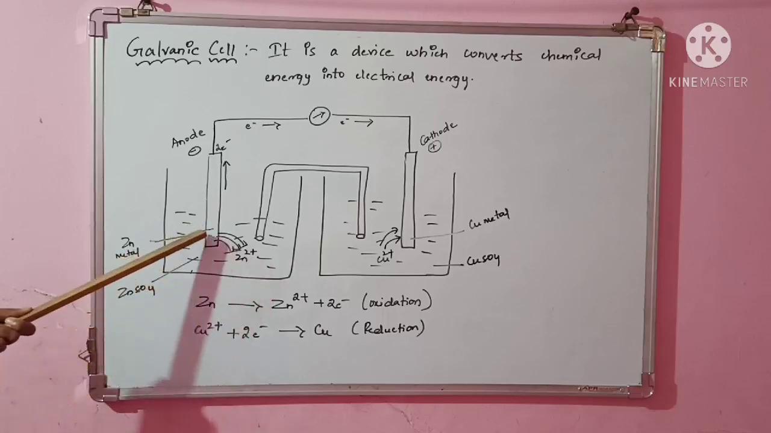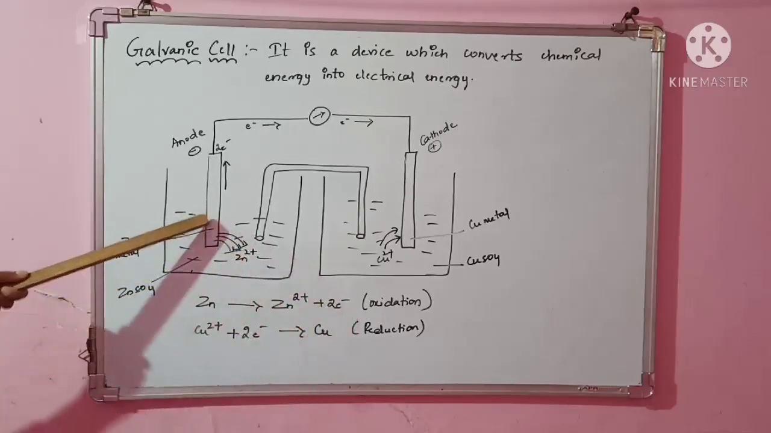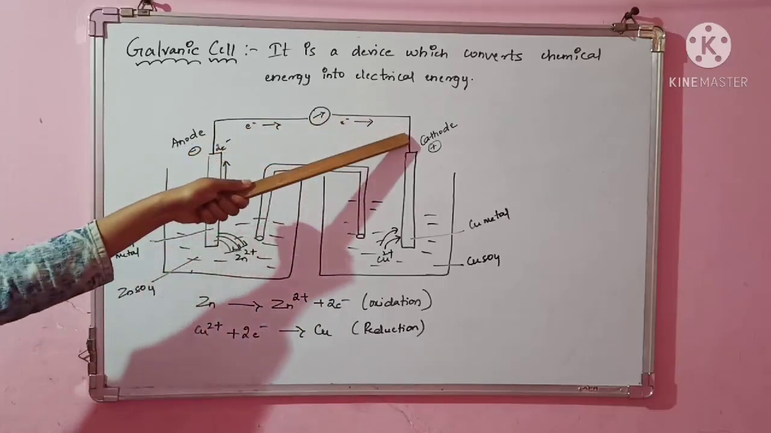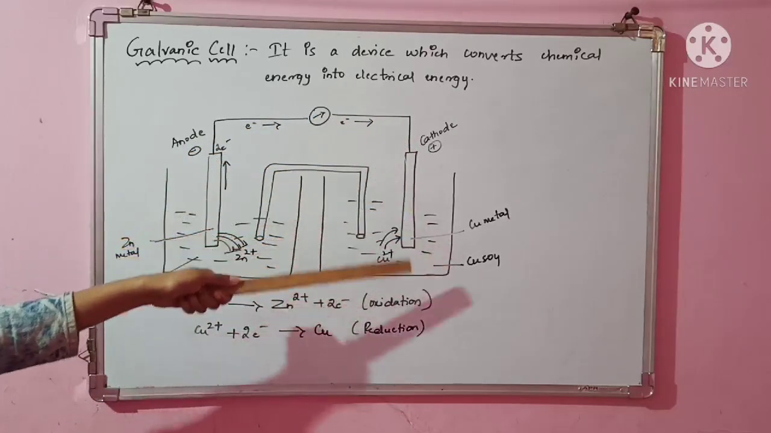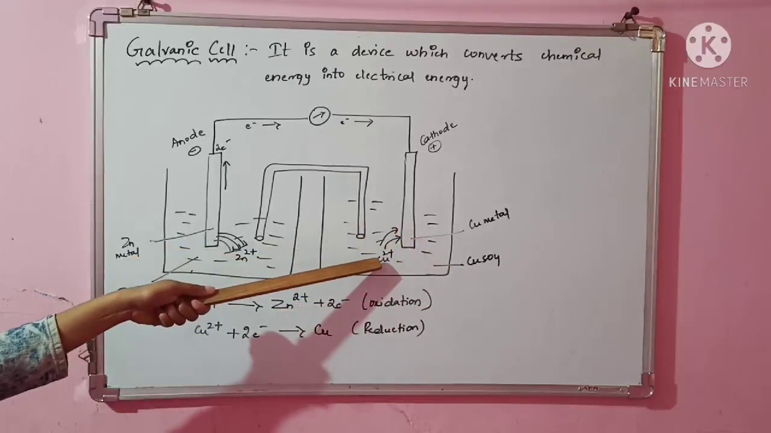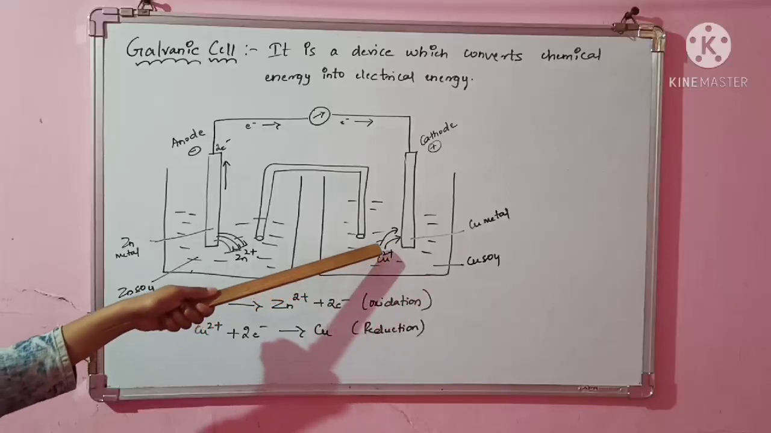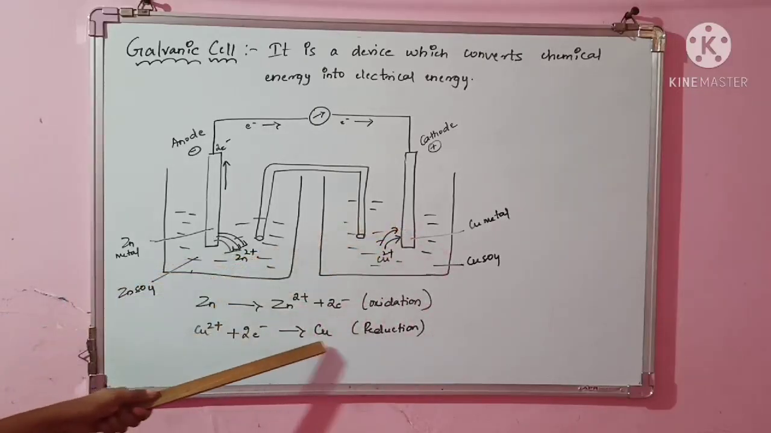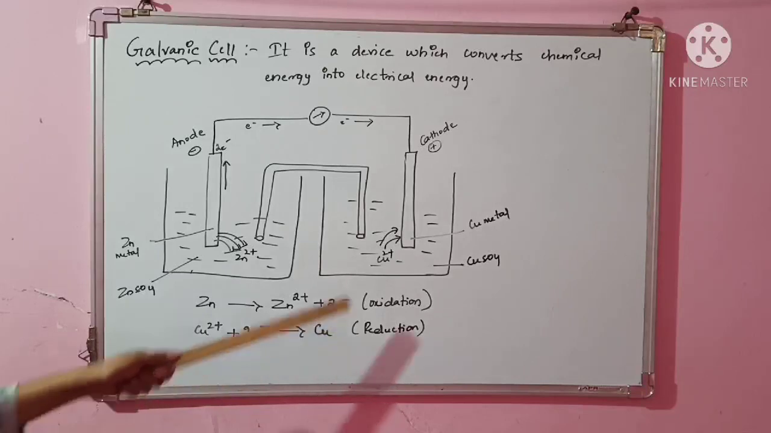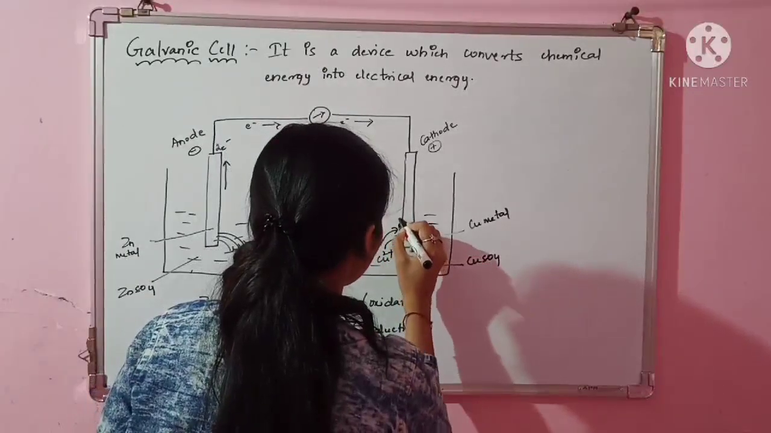So what happened here? Zinc became Zn2+ by the loss of 2 electrons. It gave the 2 electrons and these electrons are passed to the copper electrode. Here the Cu2+ in the solution will gain the 2 electrons, because this is plus, this is minus, so definitely it will attract. It will form copper, and this copper metal will go on depositing here.